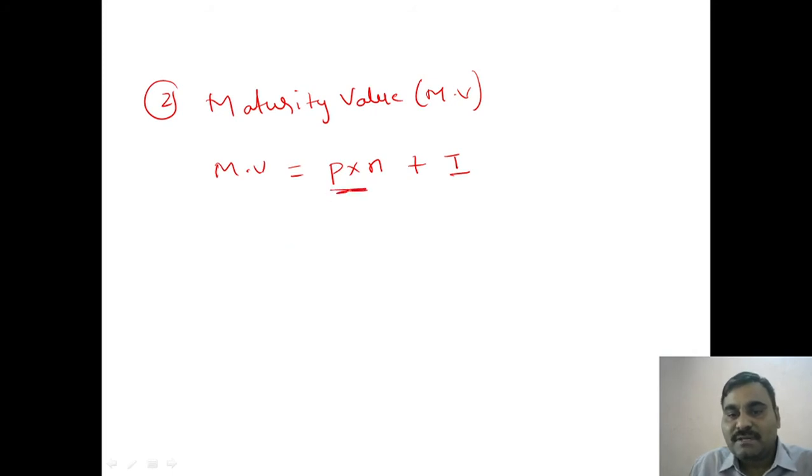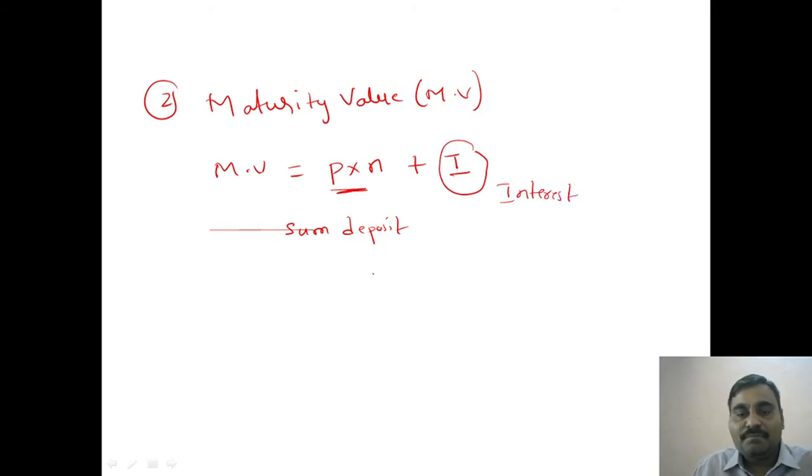So what is this P into N? This is the sum deposited. How much money you have deposited in the bank for the entire period of time. Then what is this I? I is the interest. I already gave the interest formula. Without the interest formula, we cannot find the maturity value. So these 2 formulas, one is interest and one is maturity value, are the basis on which we are going to have the questions from this chapter.